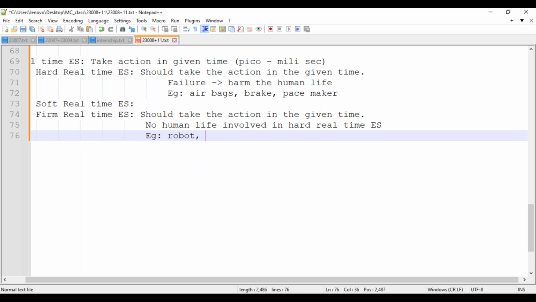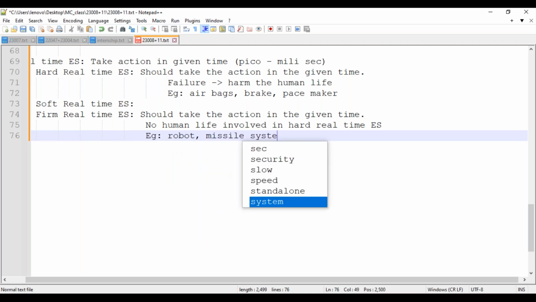Can I consider a missile system? A missile system which is not involving a human life. Such a missile system is like the one which is just used to launch a satellite onto a particular orbit. If there is an astronaut involved, then it belongs to a hard real-time embedded system, because human life is at risk if it does not take action at the specified time. A missile system without human life is still a firm real-time system.